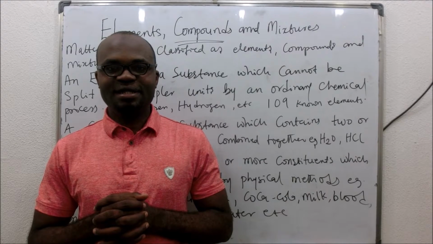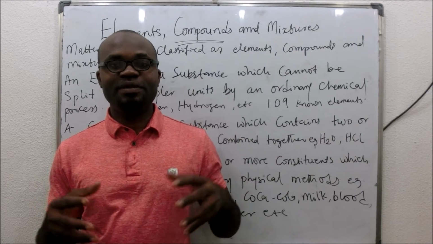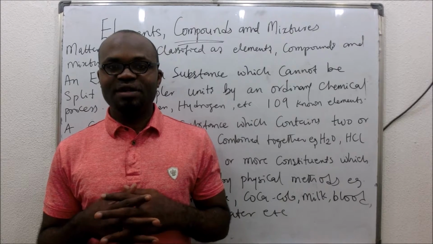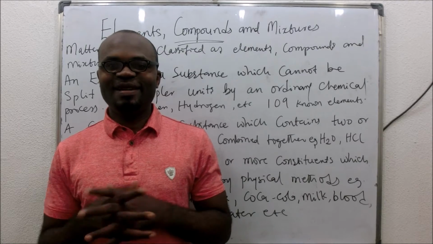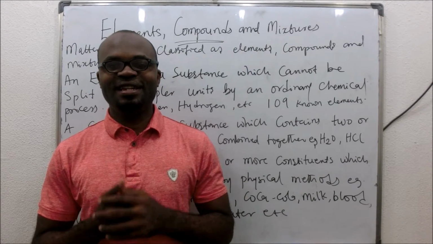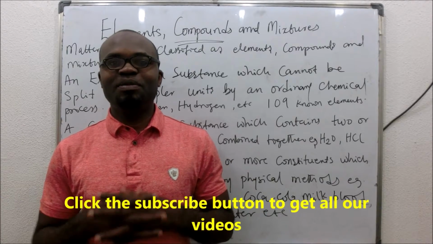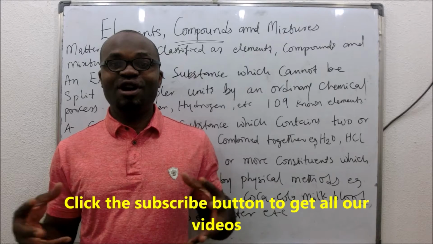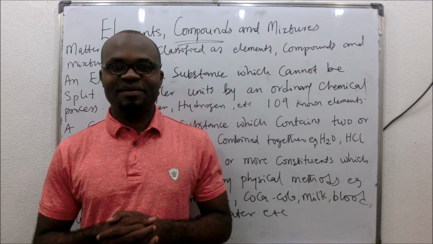An element is a substance that cannot be broken down into simpler forms by ordinary chemical process. Examples of elements are oxygen, the one we breathe in, hydrogen, sodium, sulfur, potassium, all the elements that you know, and there are about 109 elements.